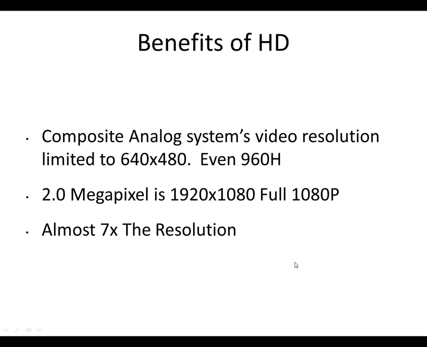The benefit of going HD is that composite analog systems' video resolution is limited to 640 by 480. So basically that's the limit of using composite video. Even 960H video, whatever marketing terms they use, is still 960 by 480. Your vertical resolution is still limited to 480 TV lines. Using megapixel surveillance, a typical 2 megapixel camera is 1920 by 1080, full 1080p high def. This is almost 7 times the resolution of analog video.